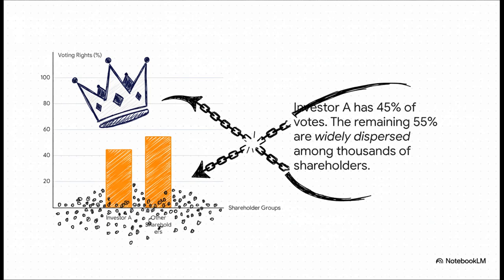Investor A has 45%. Now, that's not a majority, but if the other 55% is spread out among thousands of tiny shareholders who are never, ever going to get together and vote as a block, who has the real power here? Investor A does. They have the practical ability to win every vote. In the eyes of the rulebook, they have power.